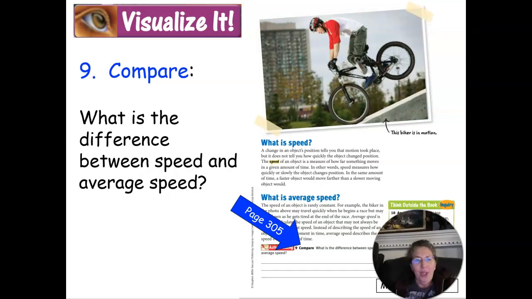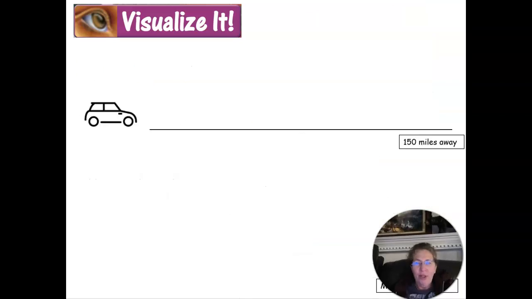Your next question wants you to investigate what is the difference between speed and average speed. So if we look at a car on a trip and it's going on a trip 150 miles away, the car is going to go a certain speed at different times. So when they first start out, you're going to accelerate and you'll be going maybe 65 miles an hour in this spot because that's the speed limit.